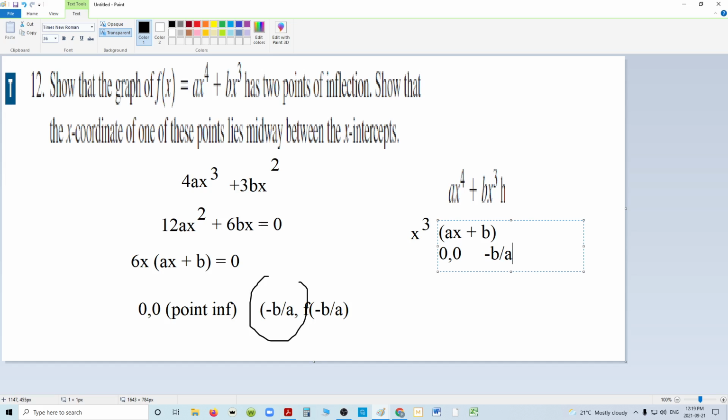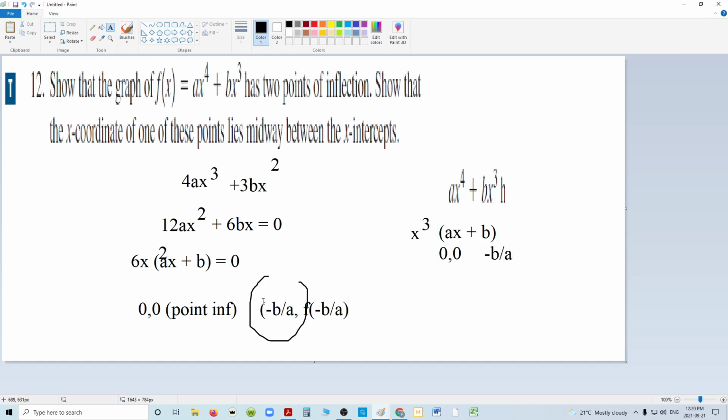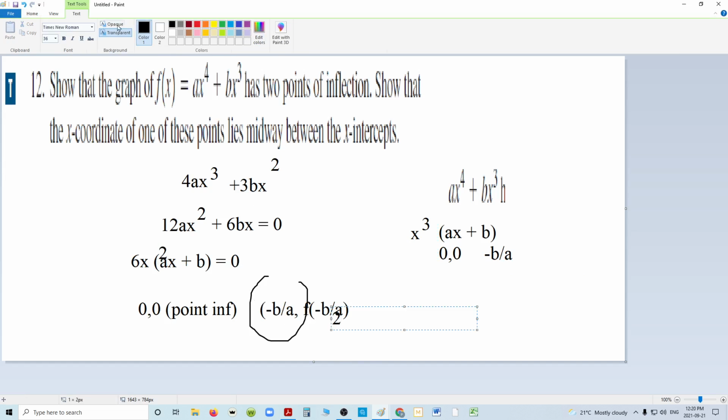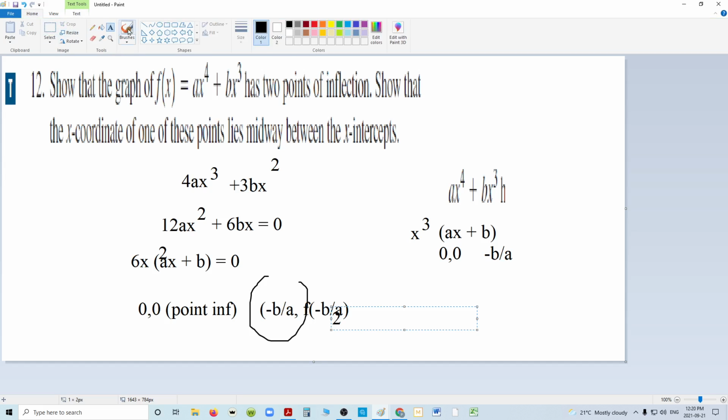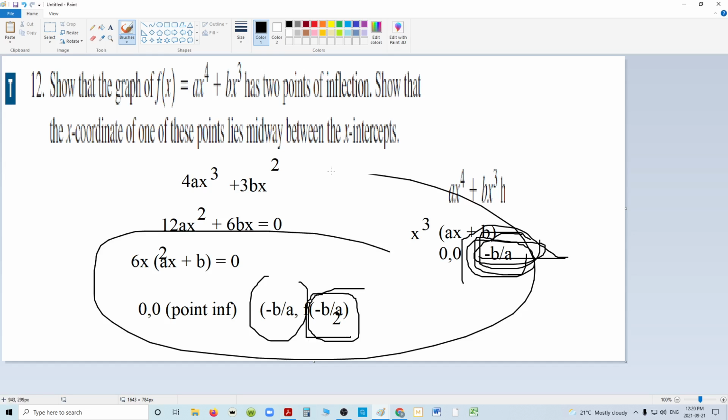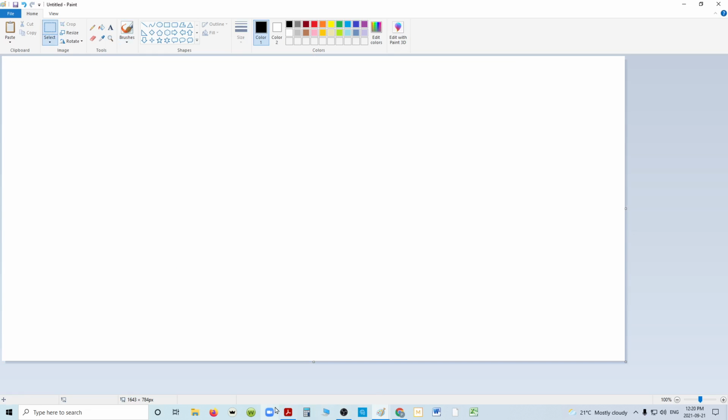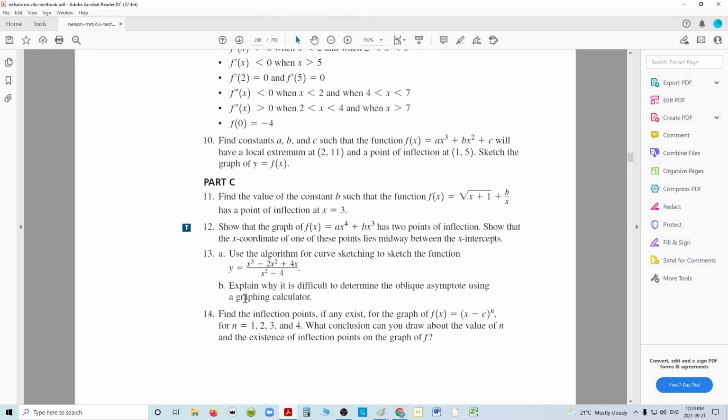Which is not what I got for, oh, here we go. This should have been up here. 2ax right there, which means it's minus b over 2a here. Ah, which is indeed halfway between 0 and minus b over a. So if this is the x value of one of the x-intercepts, and this is clearly half of that, that means the point of inflection is indeed halfway through the x-intercepts. So you can do it. I just did it incorrectly.